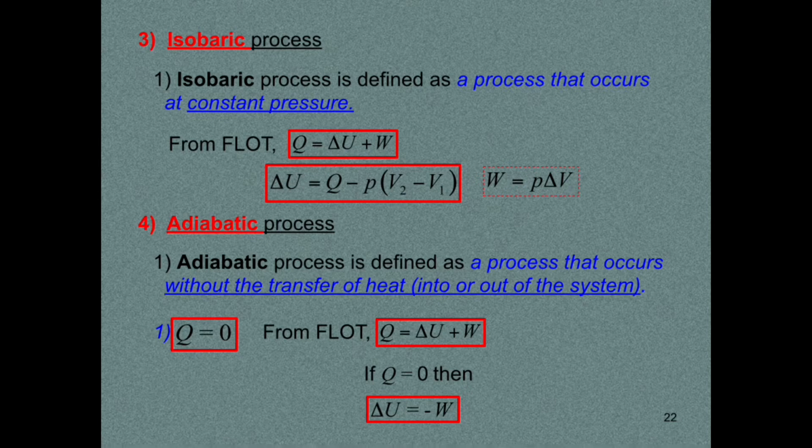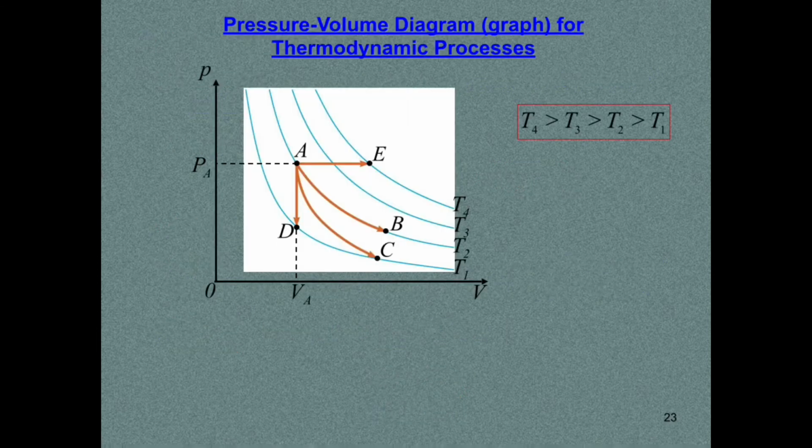Okay. Alright, the last process is adiabatic process. It is defined as a process that occurs without the transfer of heat into or out of the system. So Q will be equal to 0. So from the first law equation, when we substitute Q equals 0, delta U will be equal to negative W.